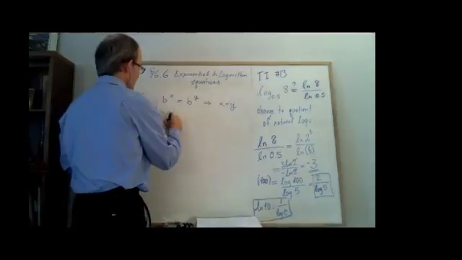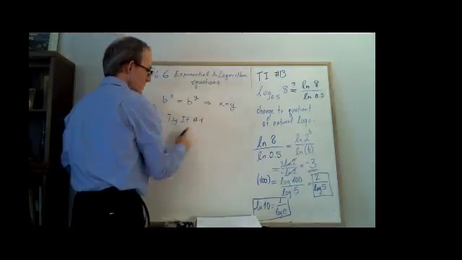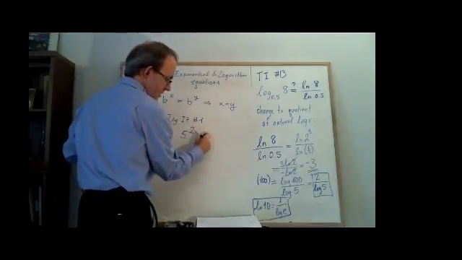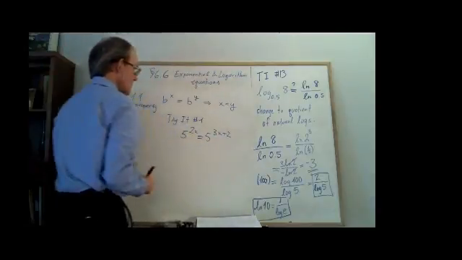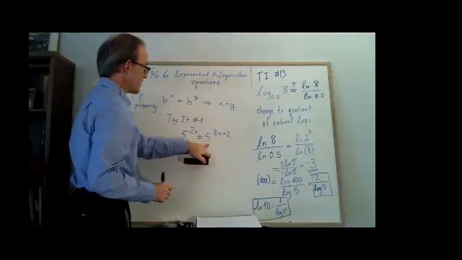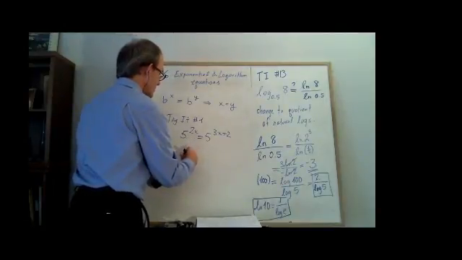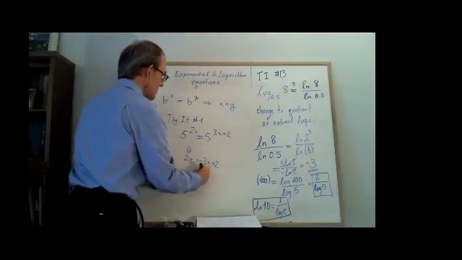So let's try it with number 1 here. Here I have 5 to the 2x is equal to 5 to the 3x plus 2. Okay, so using the one-to-one property, I have a base b equals 5. I can conclude then that the exponents are the same on each side. So 2x is equal to 3x plus 2. Now I solve for x in the usual way.